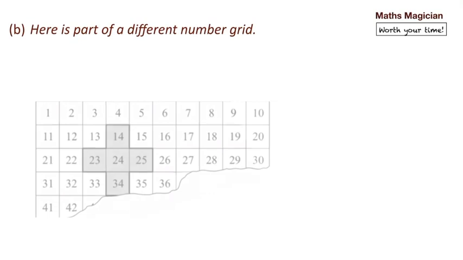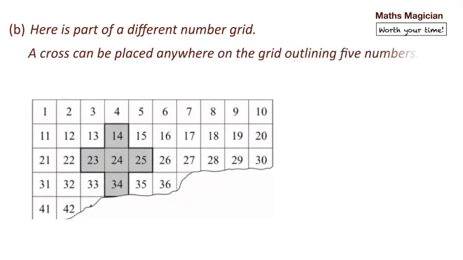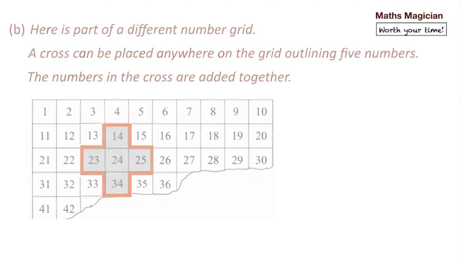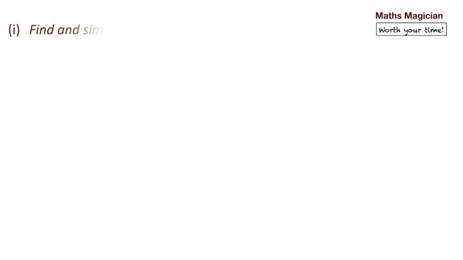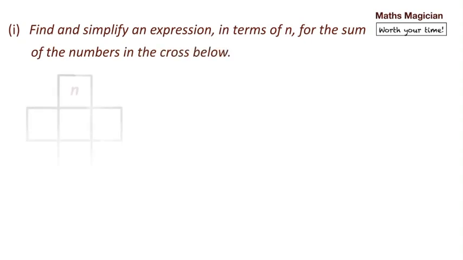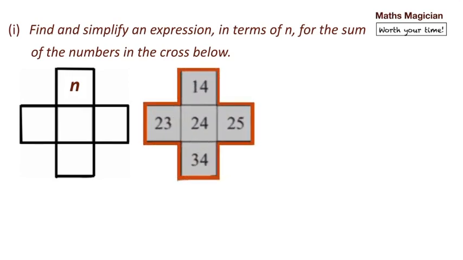Part B is, here is part of a different number grid. A cross can be placed anywhere on the grid outlining 5 numbers. The numbers in the cross are added together. There are two questions in Part B. First question is, find and simplify an expression in terms of n for the sum of the numbers in the cross below. To fill the given cross, we will use the cross highlighted in the previous slide.